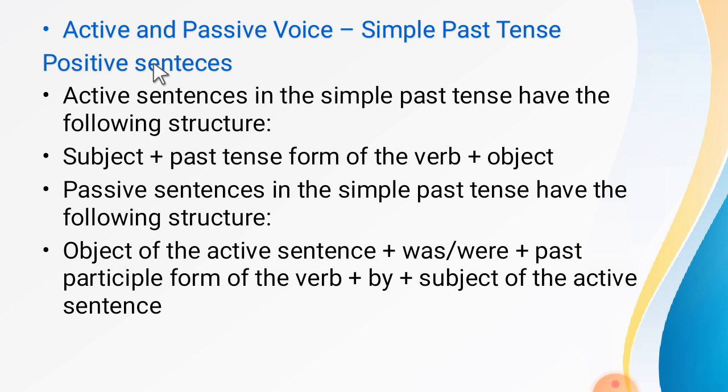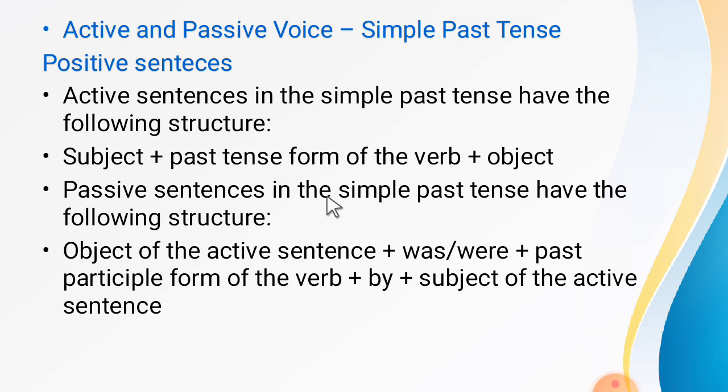How do we make positive sentences of simple past tense? Active sentences in the simple past tense have the following structure. First we have subject, then past tense form of the verb, then object. It is obvious that you already understood this in our previous video lessons on tenses. Subject, past tense form of the verb, plus object.